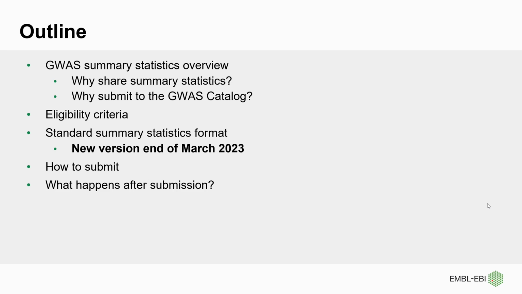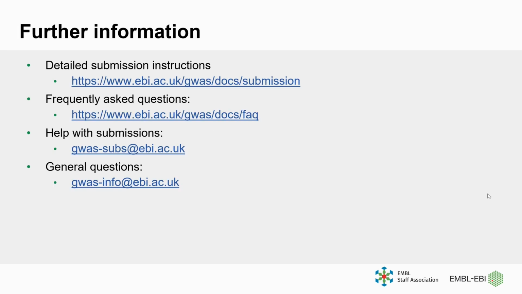I'm going to start with a brief overview of GWAS summary statistics and mention some of the benefits of sharing these datasets, both for the researchers that produce them and for the wider scientific community. I'm also going to talk about some of the reasons why the GWAS Catalog is a good place to submit your summary statistics. I'll talk about the eligibility criteria that we have and explain our standard summary statistics format, including some upcoming changes to the format. I'll then give a step-by-step guide to the submission process and finally explain what happens to your summary statistics after submission and how you and others can access them.